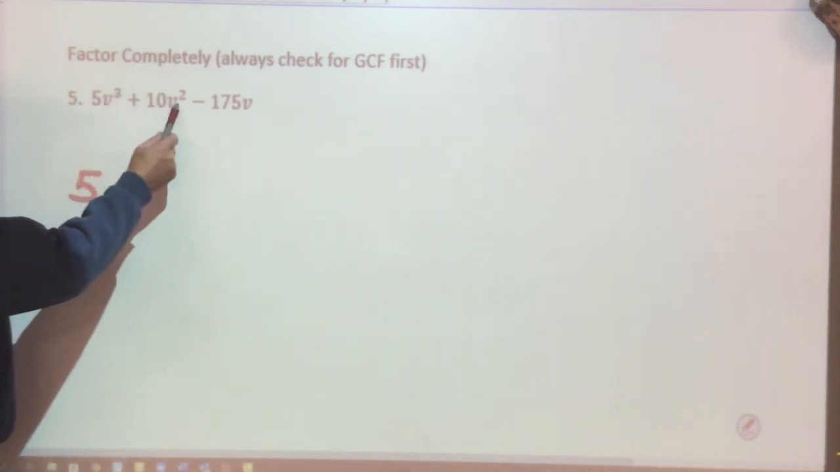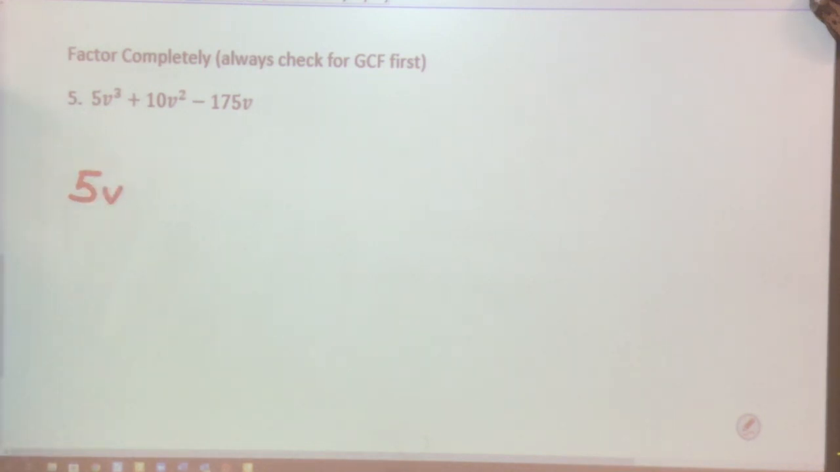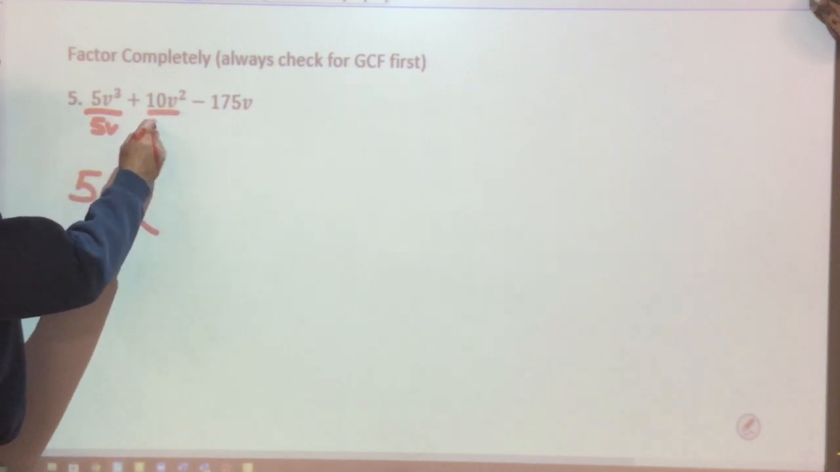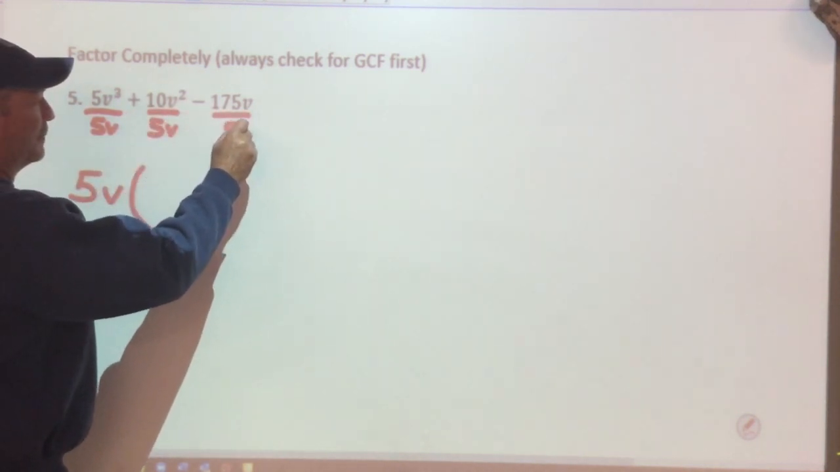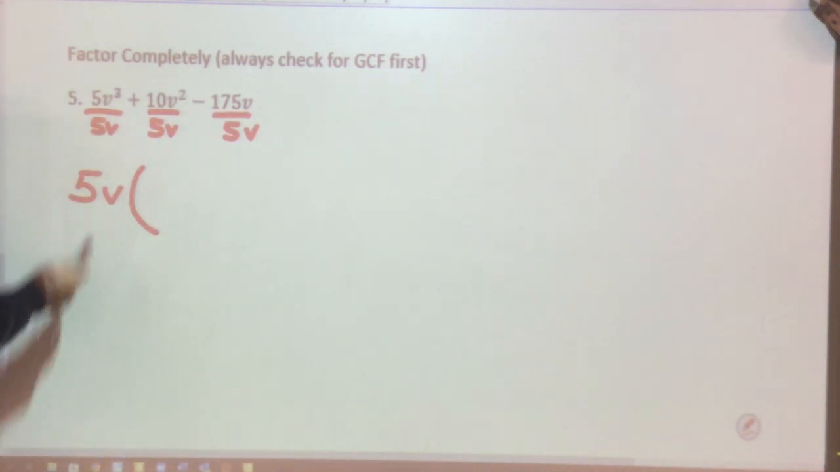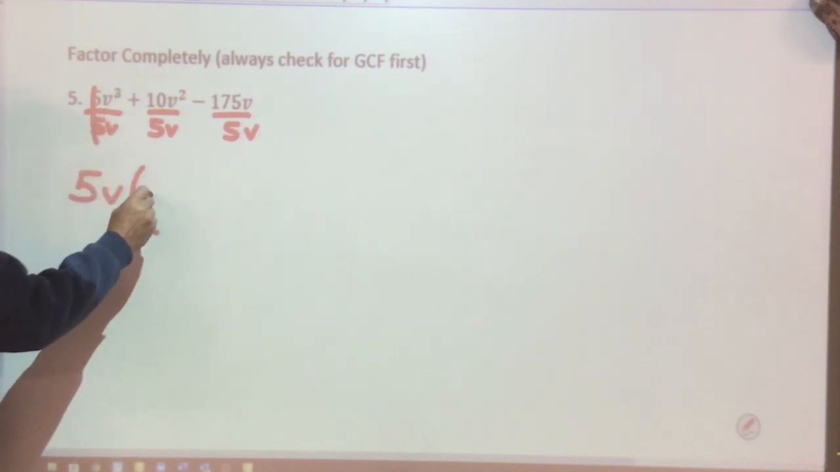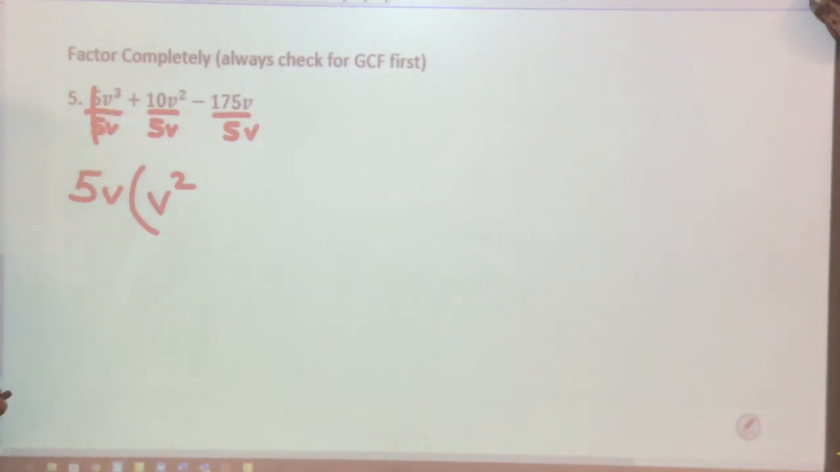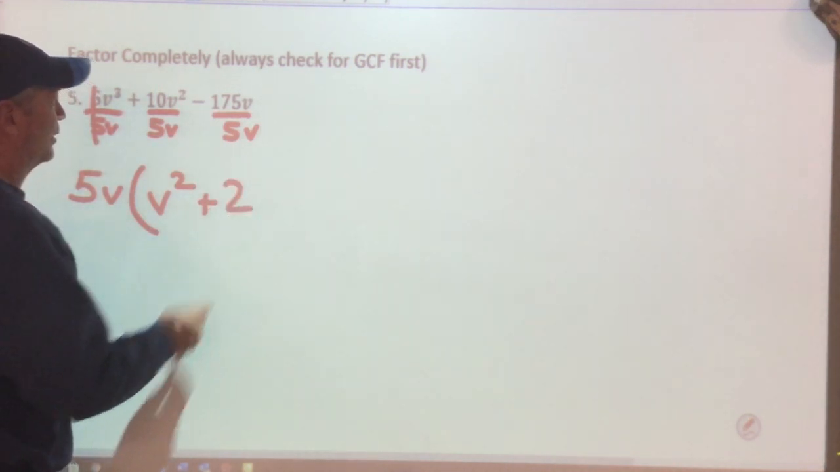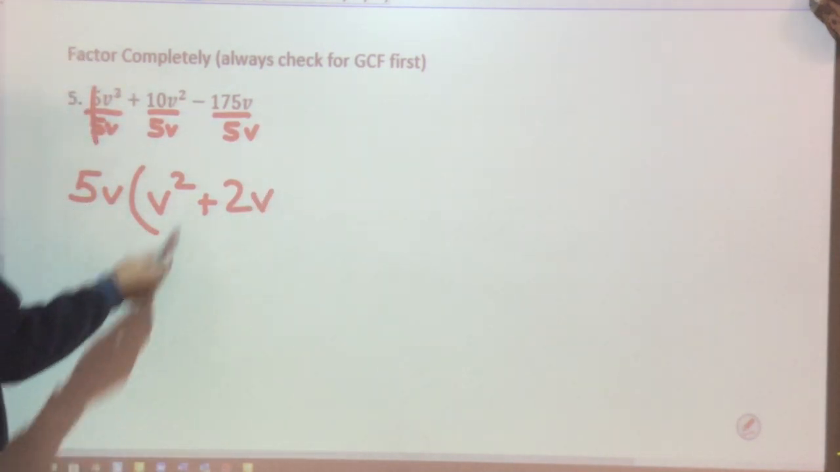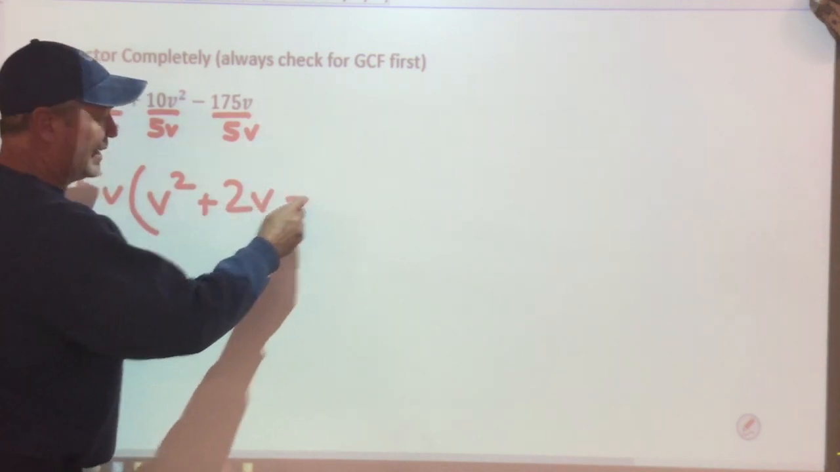I have v to the third, v to the second, I have v. There's my greatest common factor. So we're going to divide by 5v, divide by 5v, divide by 5v. The 5's cancel. V to the third divided by v leaves me with v squared. 10 divided by 5 is going to give me a positive 2. V squared divided by v is going to leave me with a v. A negative divided by a positive is a negative.